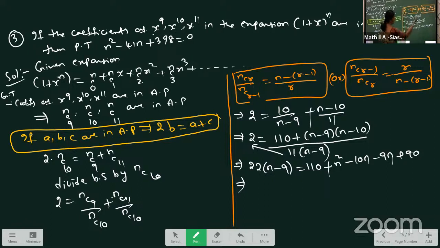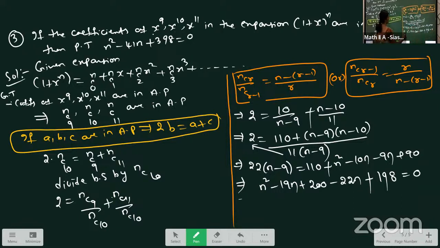Multiply here and take the terms to the right side. So on the right side, arrange in order: first N square minus 10N minus 9N is minus 19N, plus 110 plus 90 is plus 200. If these two terms go to the other side, 22 into N is minus 22N, and minus 22 into minus 9 going to the other side becomes plus 22 into 9. 2 nines are 18, 2 nines are 18, plus 1 is 19, so 198 is equal to 0.